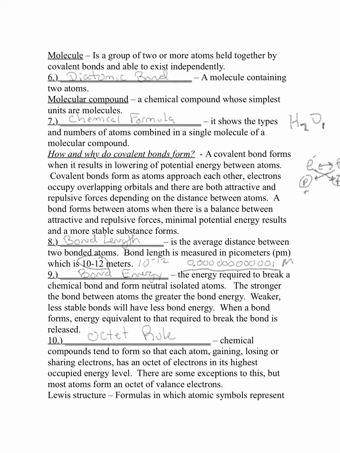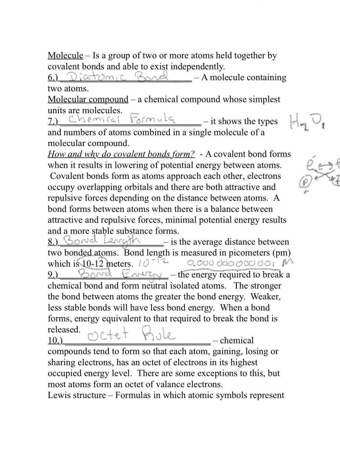Bond energy is the energy required to break a chemical bond and form neutral isolated atoms. The stronger the bond between the atoms, the greater the bond energy. Weaker, less stable bonds will have less bond energy. When a bond forms, energy equivalent to that required to break a bond is released.